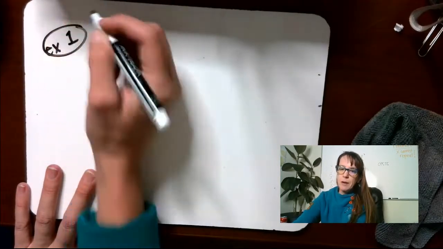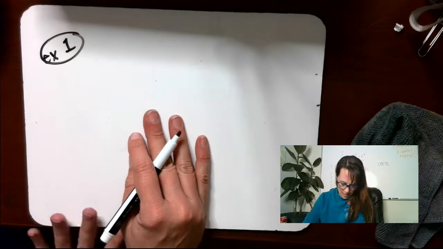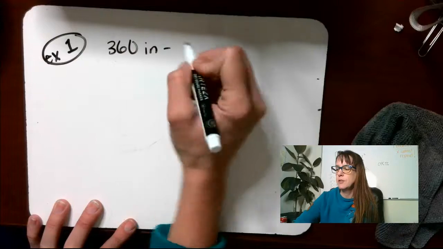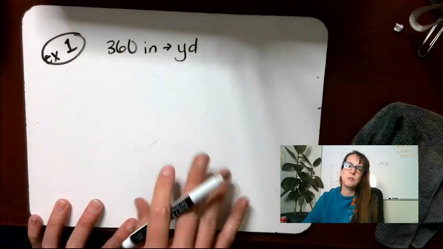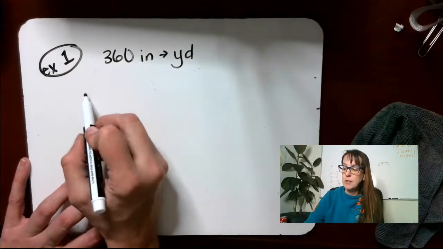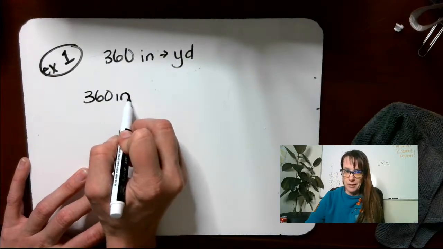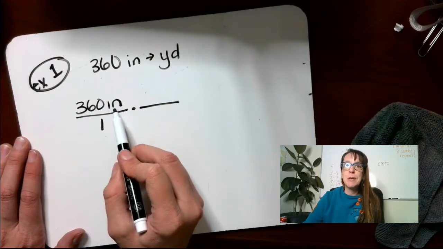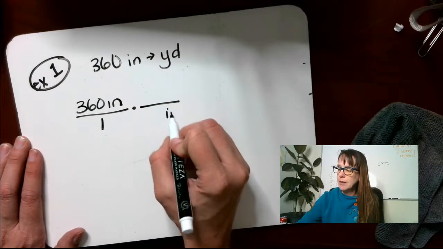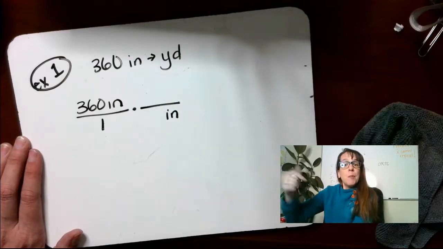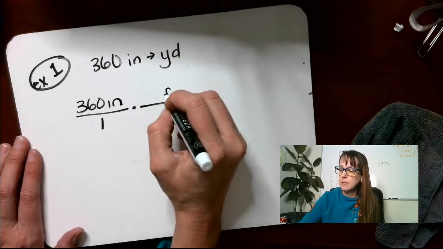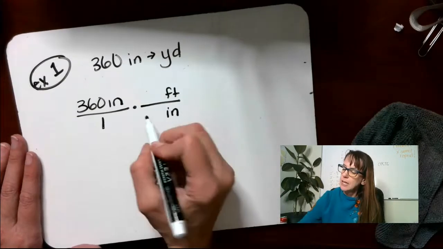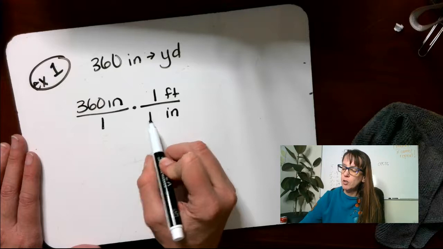Example number one, make sure you're writing these problems down at home, please. We have 360 inches to yards. It starts the same way as we've been doing it, which is 360 inches over 1 times something. Because inches are on top here, they go on the bottom here. Now, we're going from inches up to yards. So in the meantime, we have feet. Once we know how many feet we have, we can go into yards. So in 1 foot, there are 12 inches.